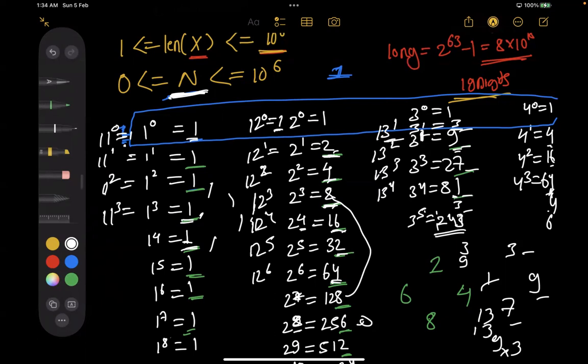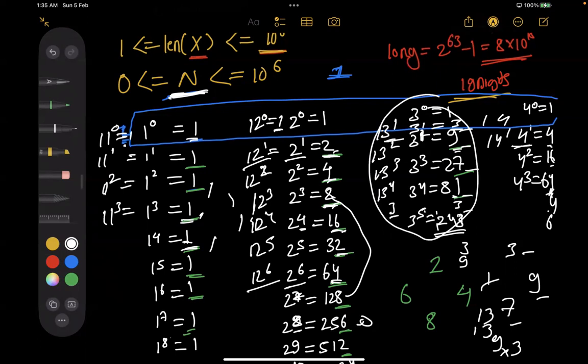Right? So whatever is the answer for 2 power 1, the same answer will be for 12 power 1. Whatever is the answer for 2 power 6, the same answer will be for 12 power 6, right? Whatever is the answer for 4 power 1, the same answer will be for 14 power 1. Same answer will be for every number ending with 4. Same answer will be there for every number ending with 3.